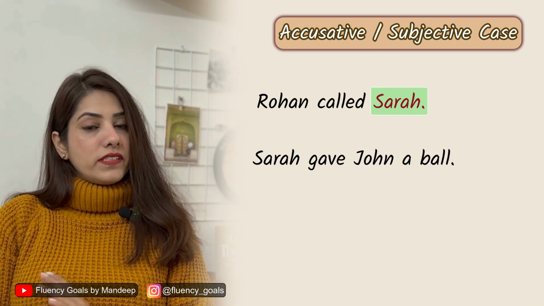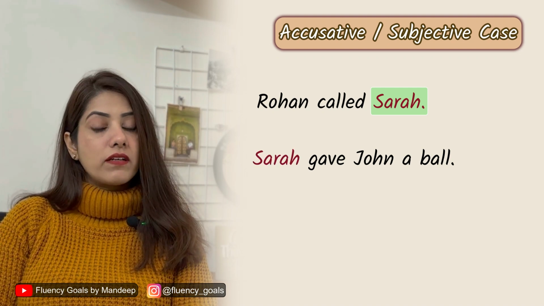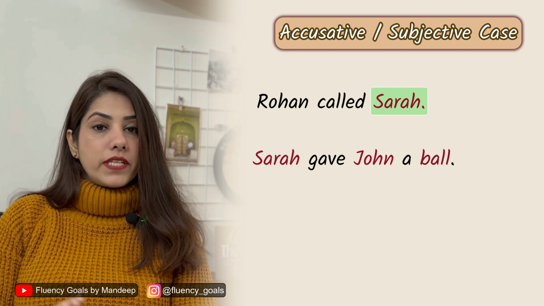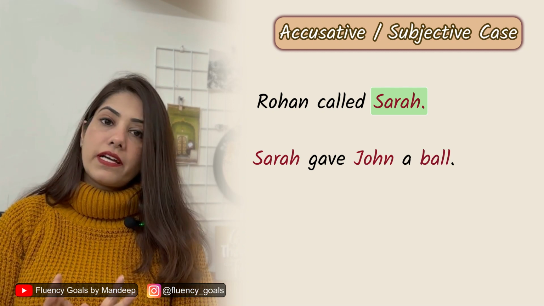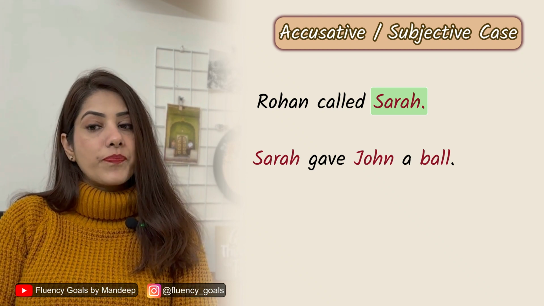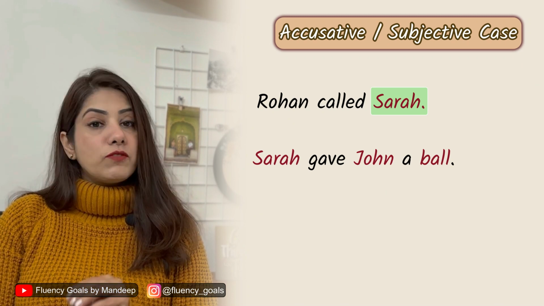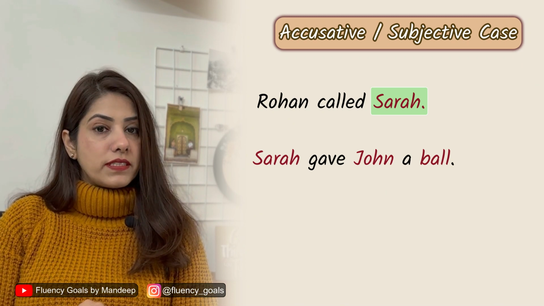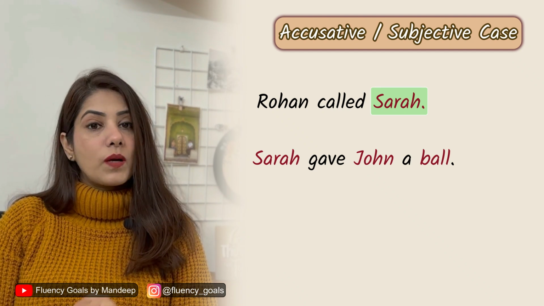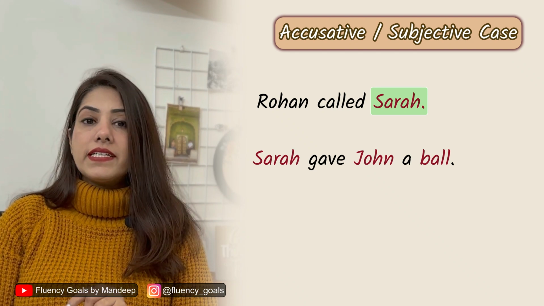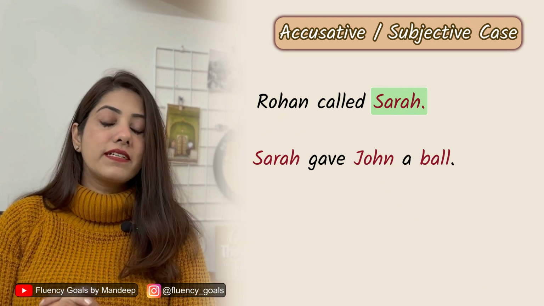Sarah gave John a ball. Now here we have three nouns, Sarah, John and ball. Sarah obviously is the doer of the action gave, so Sarah is in the nominative case. Now John and ball are the objects here. Let's find out the direct object in this sentence first. What did Sarah give? A ball. So ball is the direct object. To whom? John. John is the indirect object.